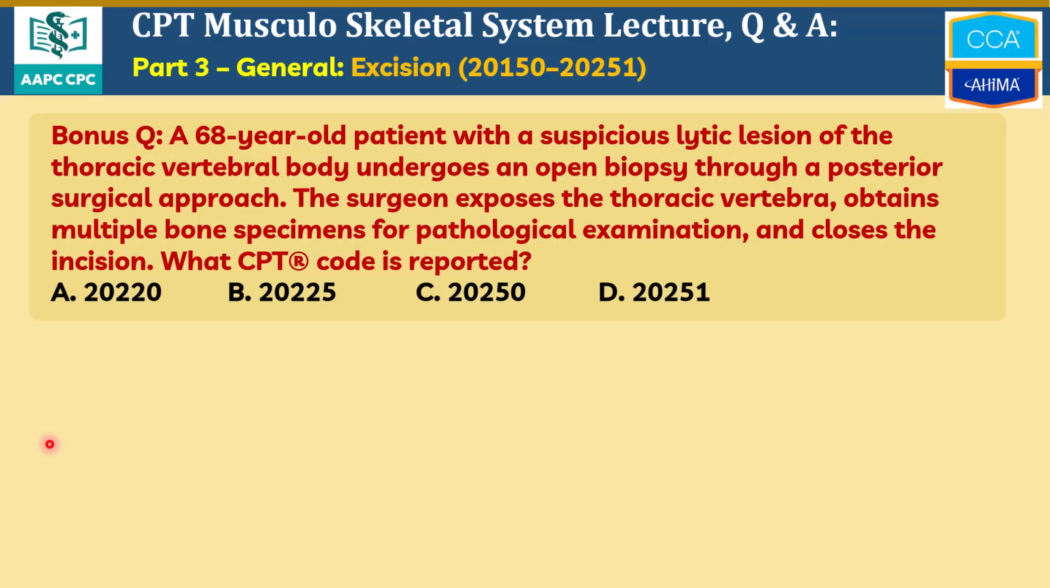Okay, finally a bonus question. A 68-year-old patient with a suspicious lytic lesion of the thoracic vertebral body undergoes an open biopsy through the posterior surgical approach. The surgeon exposes the thoracic vertebra, obtains multiple bone specimens for pathological examination, and closes the incision. What CPT code is reported? So there are 4 answers available. Take your CPT code book and find the answer.